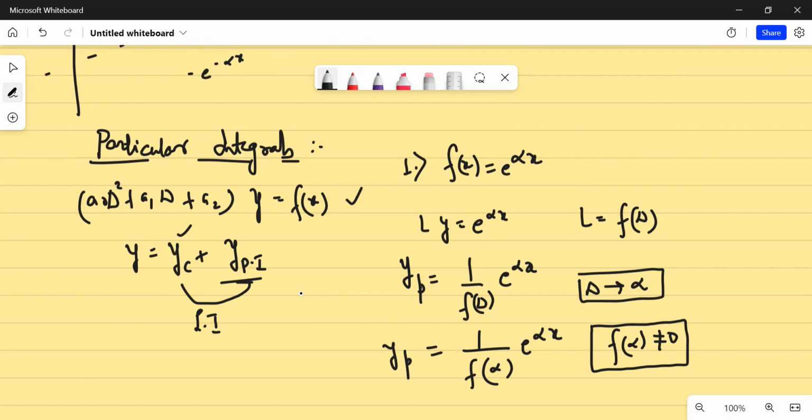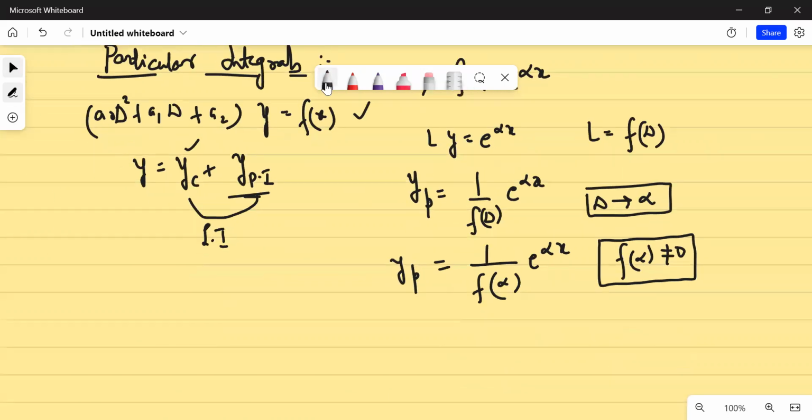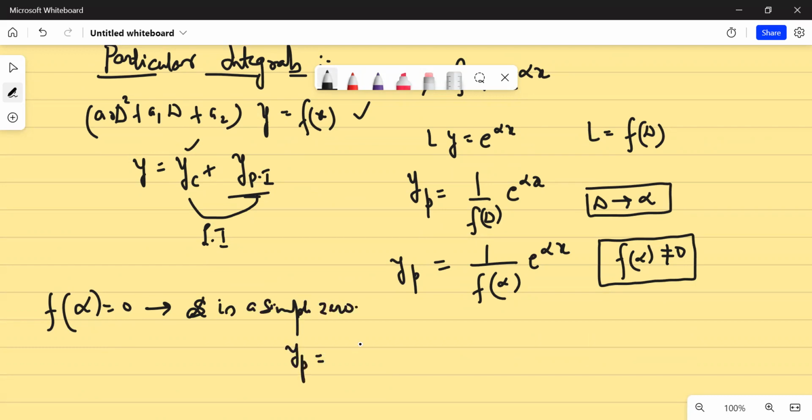Now, if you see that at alpha, f(alpha) is 0, at least if this is a single root, like alpha is a simple zero, then you'll simply write it as x e^(alpha x) divided by f'(alpha). Simple zero means f'(alpha) cannot be 0. So if f(alpha) is 0 and f'(alpha) is non-zero, then this is how you are going to write the particular integral.